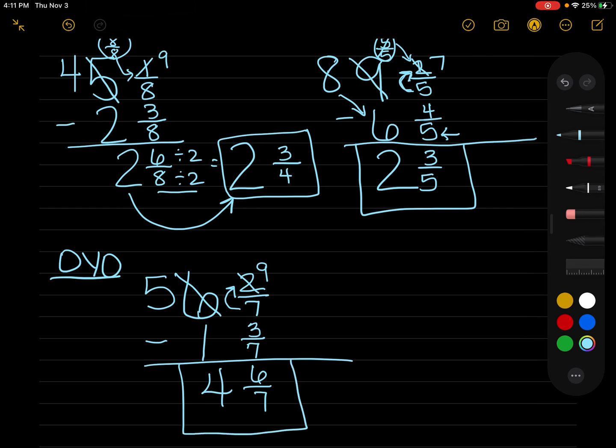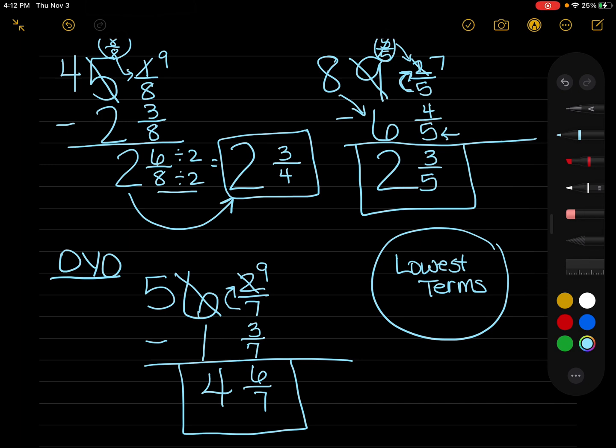Okay, before we leave, always remember to put everything into lowest terms at the very end. You don't always have to. Sometimes it's already in the lowest terms. But make sure that you look at that before you say, okay, I'm done with this problem. Always make sure it's in lowest terms.